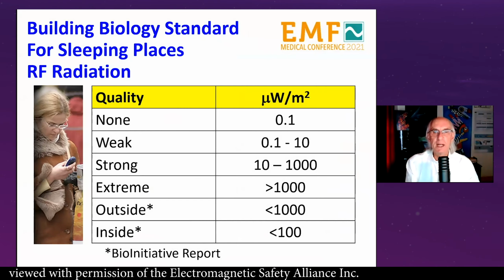Okay, what are some other standards? The building biology says that, well, between 0.1 and 10 is kind of okay. And they don't want to see anything above 1,000. That's the same as the BioInitiative report says.